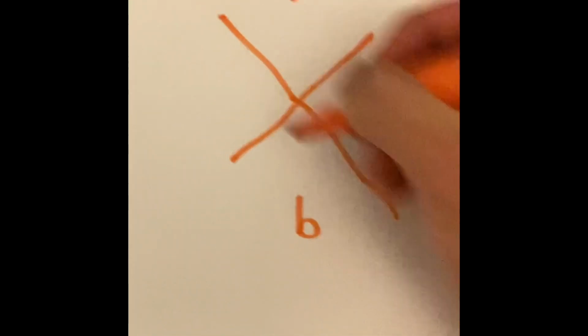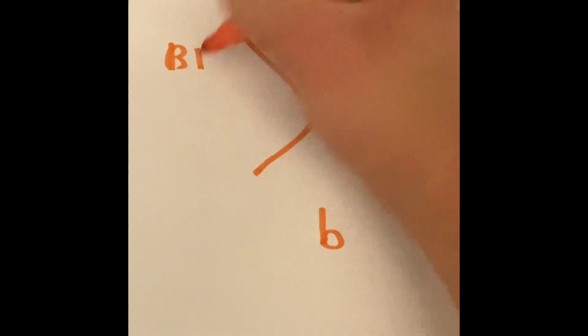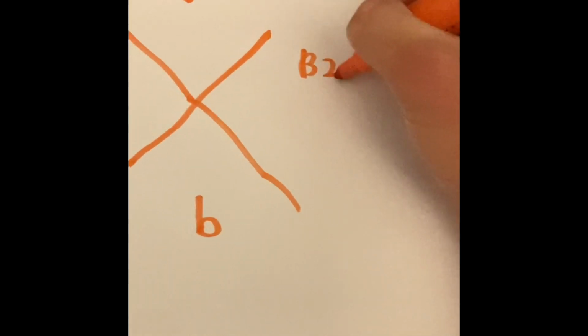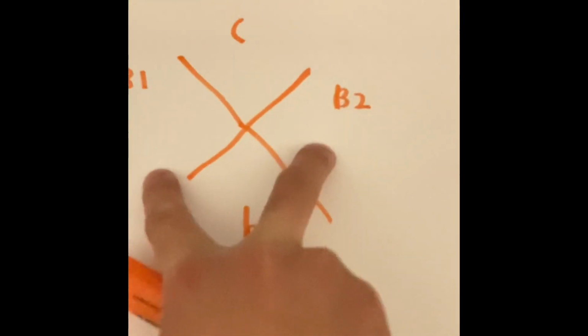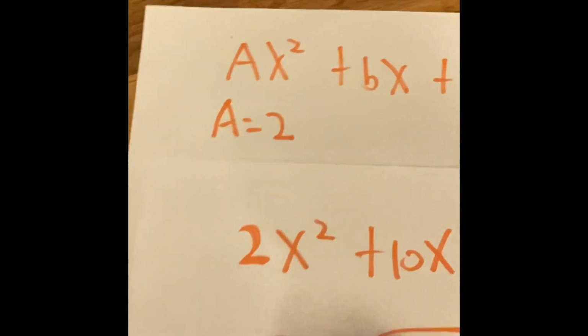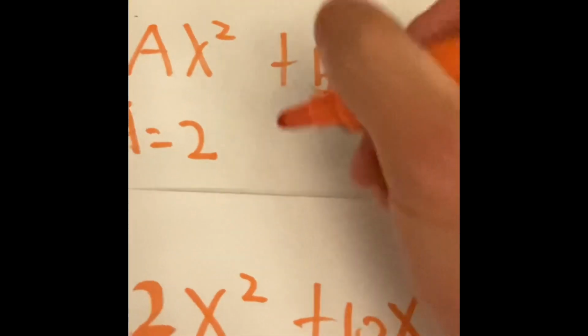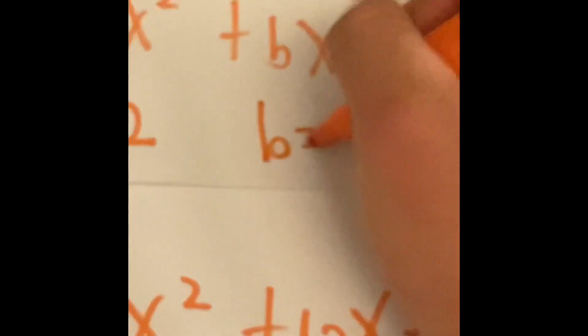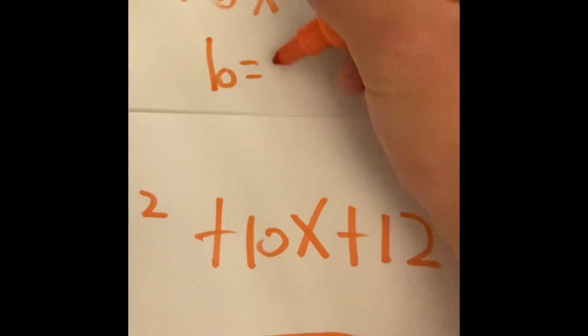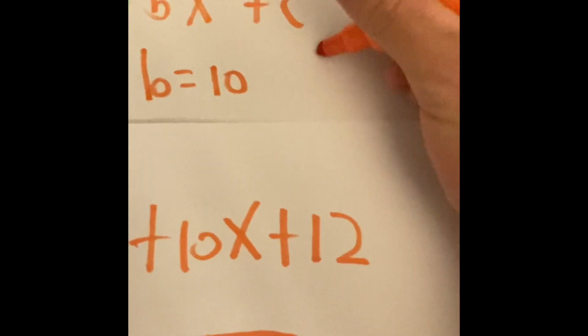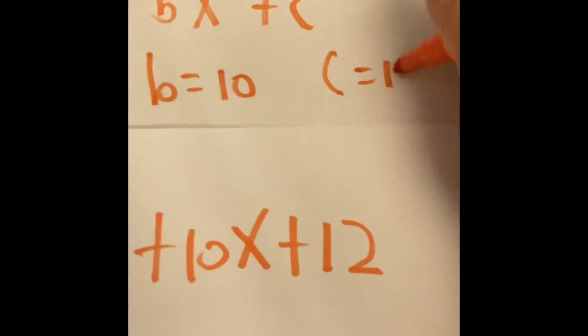So let's actually solve it. We're going to write 2 lines shaped like an X. We're going to put our C here, our B here. We will get binomial number 1 and binomial number 2, and that will get us our 2 binomials. So, if A represents your x squared, A equals 2, B equals 10, and C equals 12.